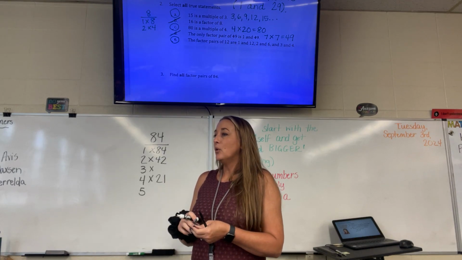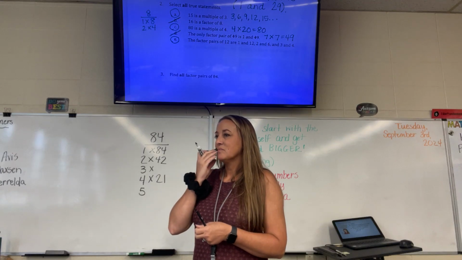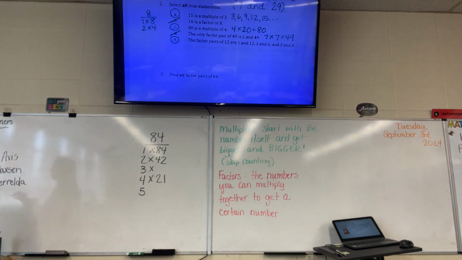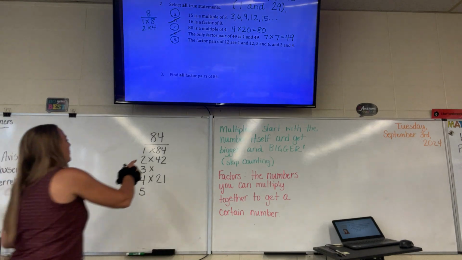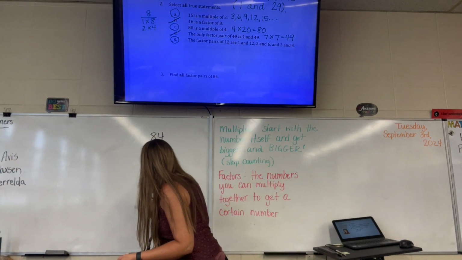5. Or 0. So this is what I'm saying. If you look at your 5 row, what's in the ones place? 0, 5, 0, 5, 0, 5. And it keeps going. What is in the ones place of 84? A 4. So 5 is out.